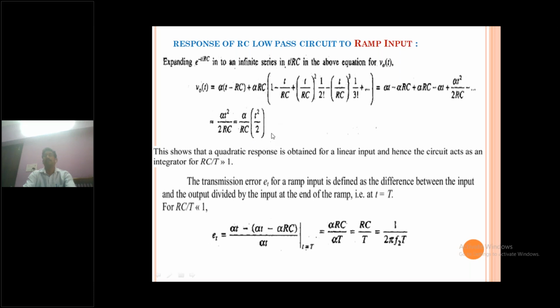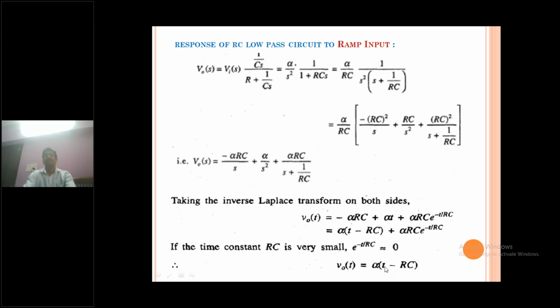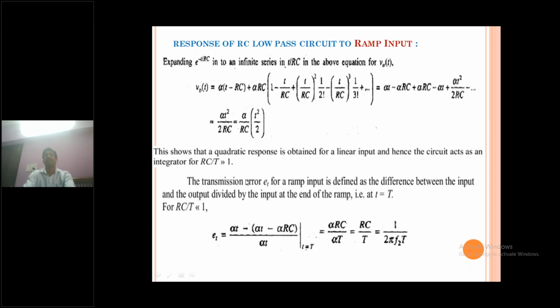This is a very, very important equation. Here the condition is RC far greater than T. Here RC is the time constant of the circuit, and capital T is the duration of the ramp you have applied to the low pass RC circuit. So these are the two output equations. One is V0(t) = α(t − RC) for RC far less than T. The second condition is RC far greater than T, where the output voltage is (α/RC)·(t²/2).